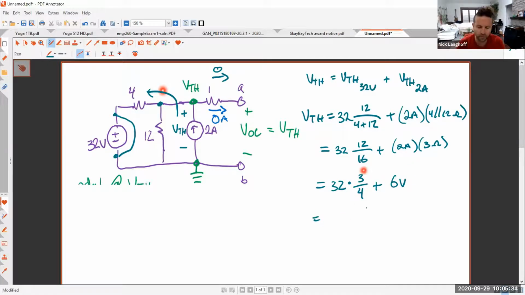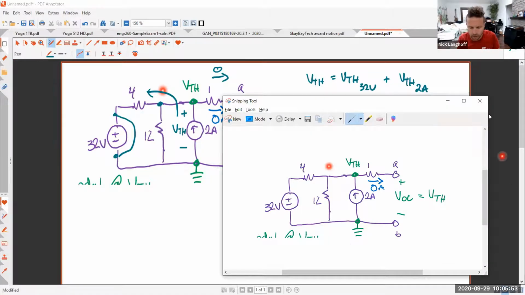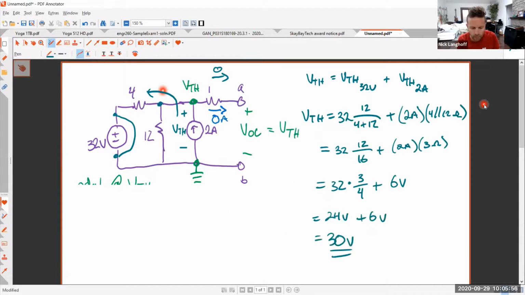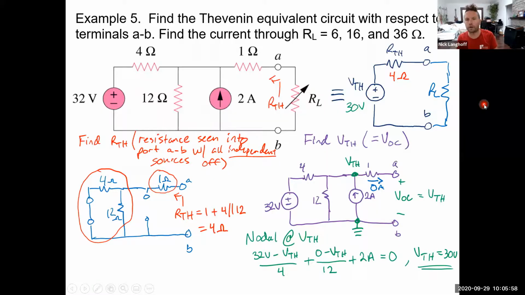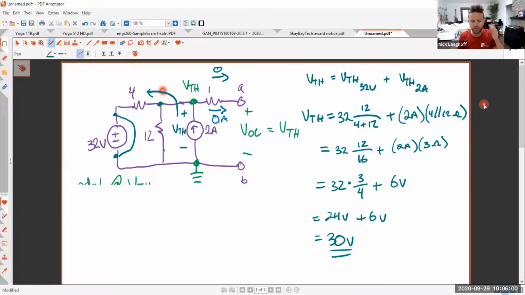3/4 of 32 is, let's see, 32 divided by 4 is 8, so that's going to be 24 volts. 24 volts plus 6 volts, and lo and behold, there's the 30 volts that we got on our slide. We got 30 volts on our slide. And so we've just found 30 volts by doing superposition instead of doing nodal analysis.